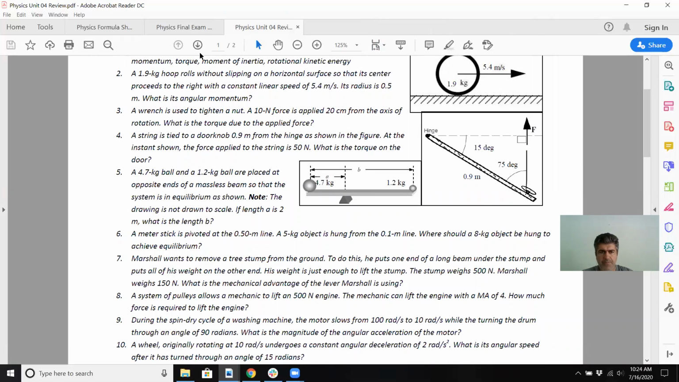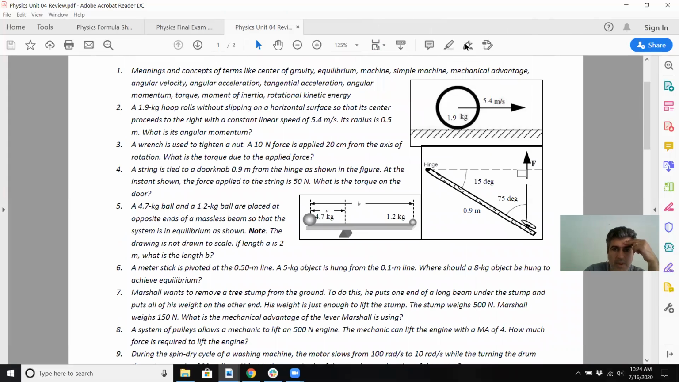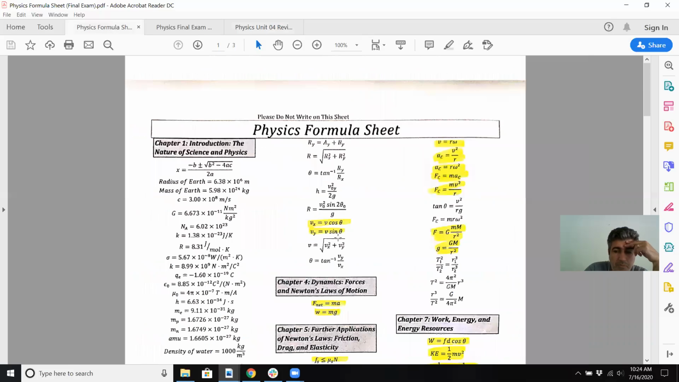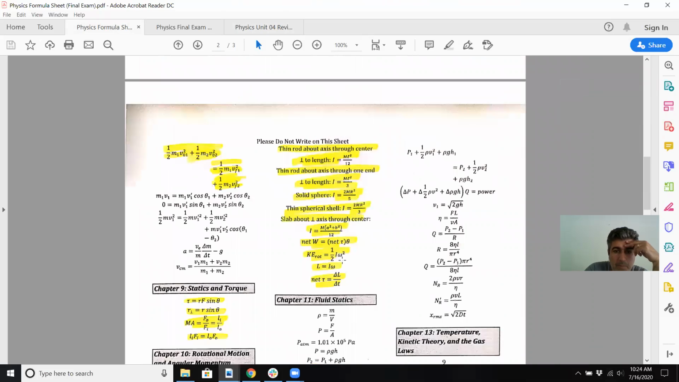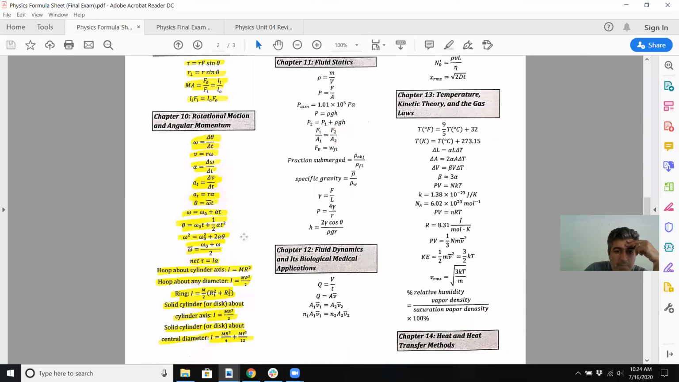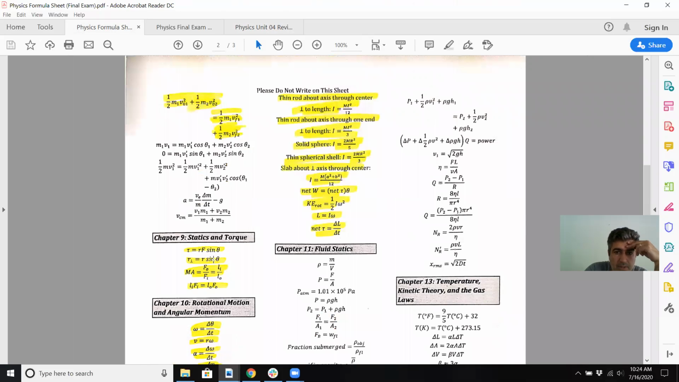For number 2, you have a 1.9 kilogram hoop that rolls without slipping, which you see off to the right, on a horizontal surface, so that its center proceeds to the right with a constant linear speed of 5.4 meters per second. Its radius is 0.5 meters. What is the angular momentum? Remember, we do have formulas for that. Angular momentum is capital L, that's I omega.